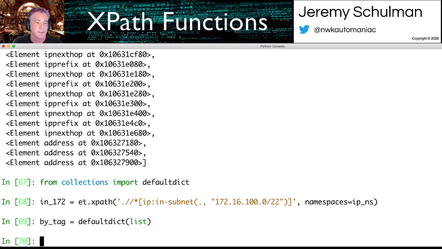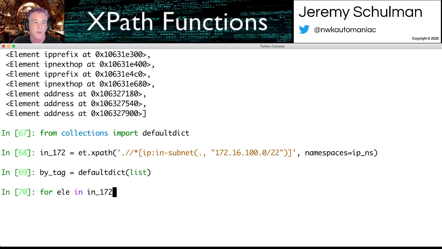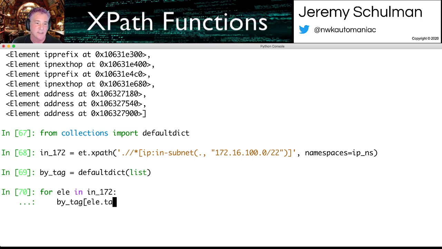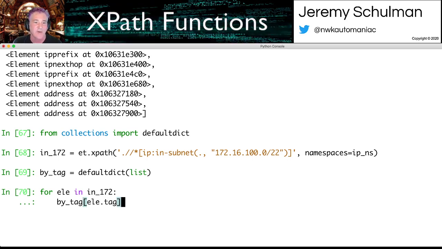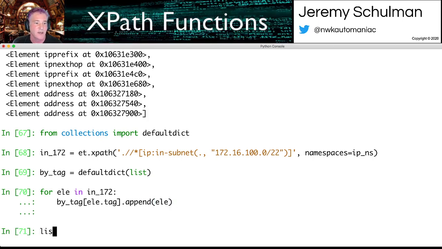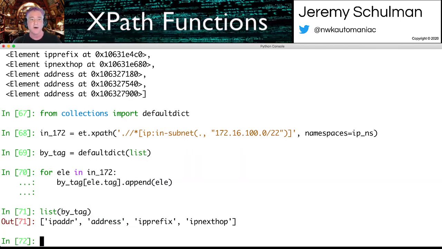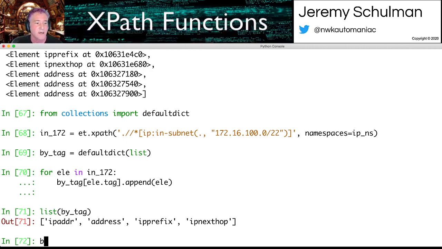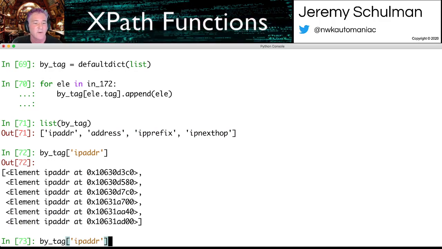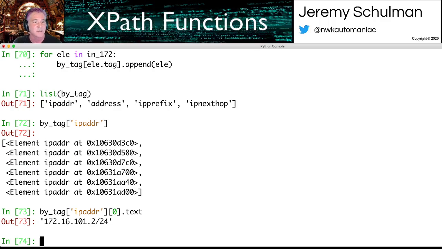So what I want to do is, for each element that's in this collection that I just pulled back, I'm going to take the tag. The tag is going to give me the string of the thing that I found, and I'm just going to append it to this list. And then I can see what I've got here. I've got these four different tags of data. And if I wanted to look at one of them, like say IP addr, I've got some here. And if I wanted to look at one of them and see what it was, all right, I've got some text there. So that looks like it's in a subnet.